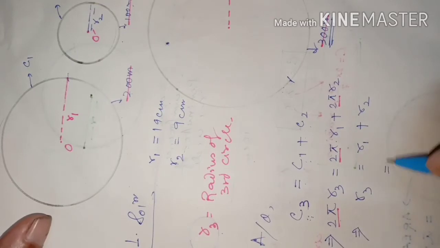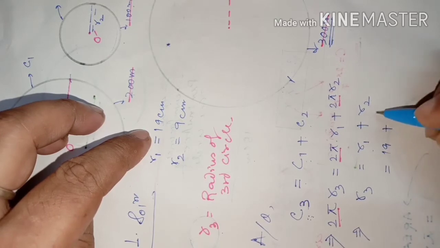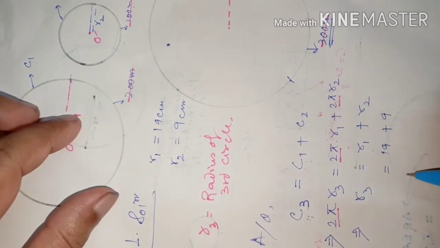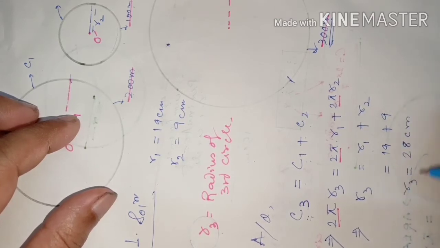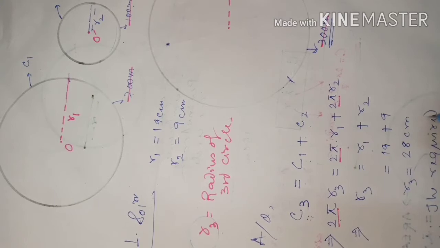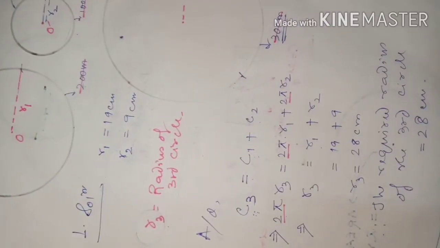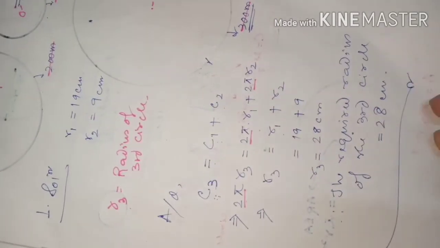What is the value of R1? 19 centimeter. Plus R2. R2 is 9 centimeter. 19 plus 9 is 28 centimeter. This is R3. Therefore, the required radius of the third circle is equal to 28 centimeter. This is our answer. Okay, dear students, this is our answer for the first question. Please see nicely.